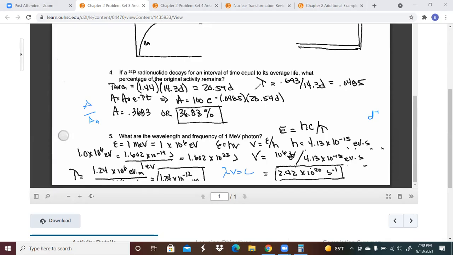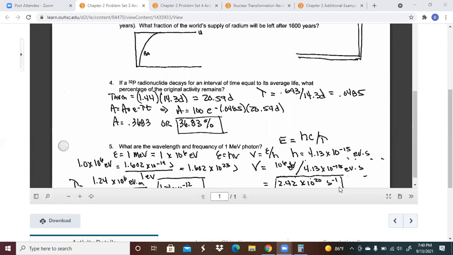So that's the basics on how to solve these particular problems. I'll have something very similar for you on the homework.